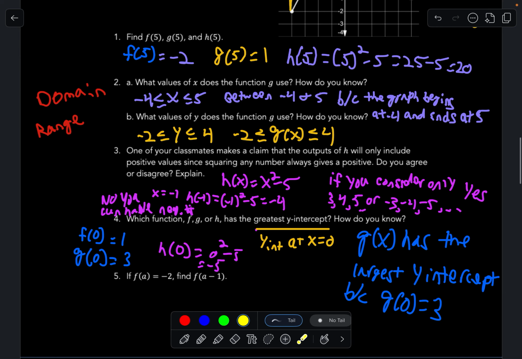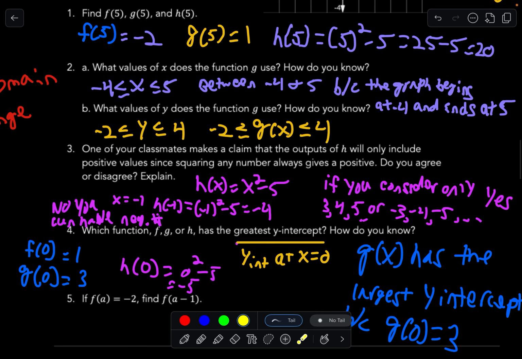One of your classmates makes a claim that the outputs of h will only include positive values, since squaring any number always gives a positive. All right, that may be true, but he's forgetting that we're also subtracting 5. So if you only consider numbers like 3, 4, 5, or -3, -4, -5, you would say yes. But you have to include all the numbers. So if x is -1, you get -4. So the answer actually is no, you can have negative numbers.